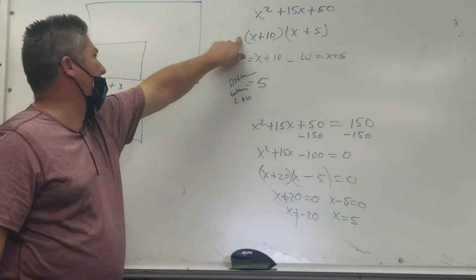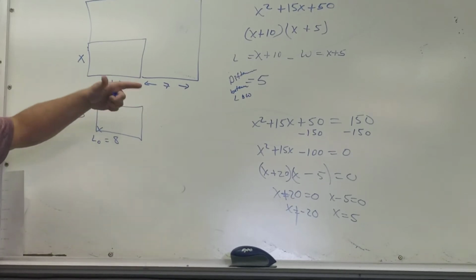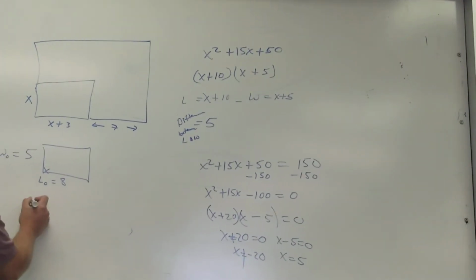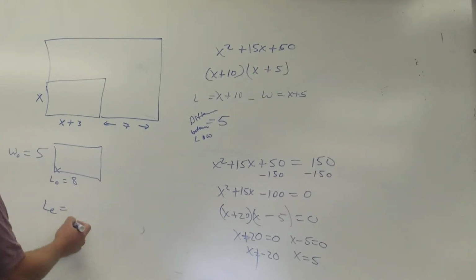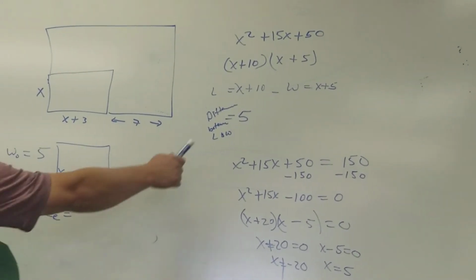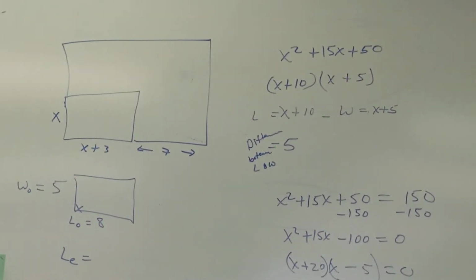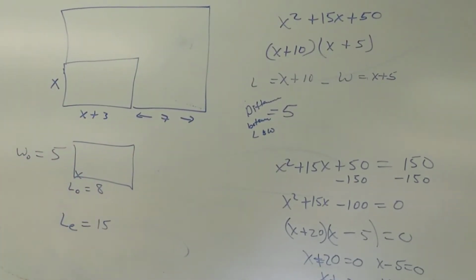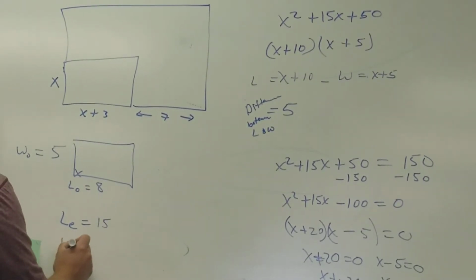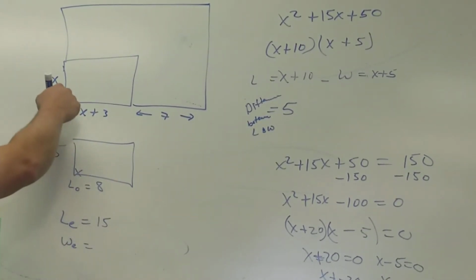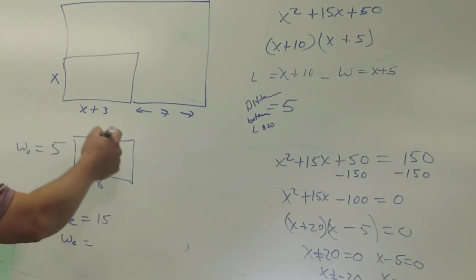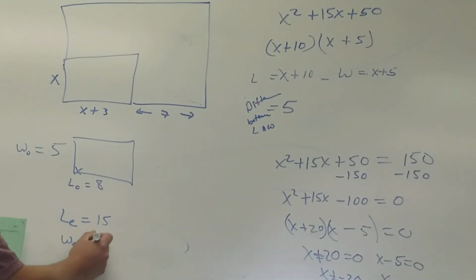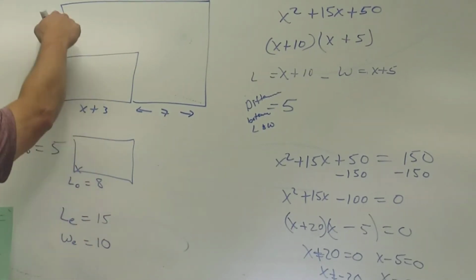Now you can either put it in here or you can just think about it. But let's put it in here. What would the length of the enlarged be? So length of E for enlarged is what? Just put the 5 in there. 5 plus 10 is? 15. This whole length would be 15, which makes sense. And then the width of the enlarged will be what? It doesn't have anything here, but that's okay. I still have it here. 5 plus 5 is what? 10. So really this would be 5 up in here.